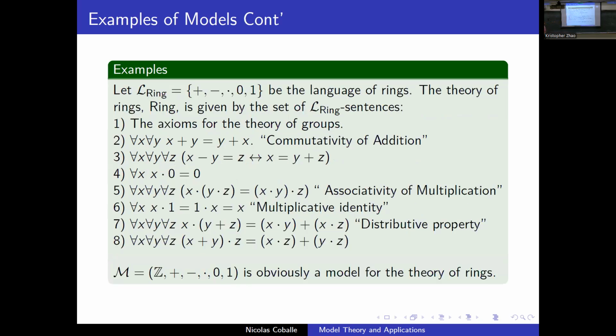Another example, the theory of rings. So we have a new language, the language of rings, which has plus, subtraction, multiplication, 0, 1. And we basically have the theory of groups plus all these other things that ensure that it's a ring.